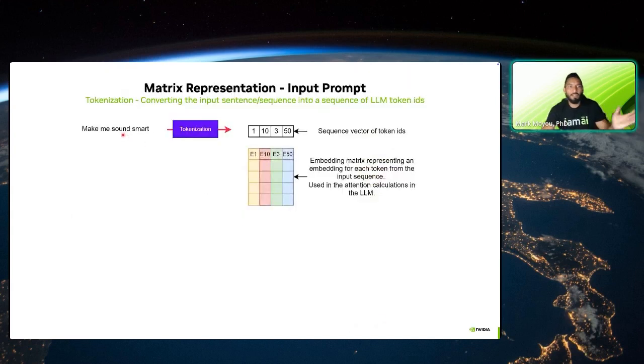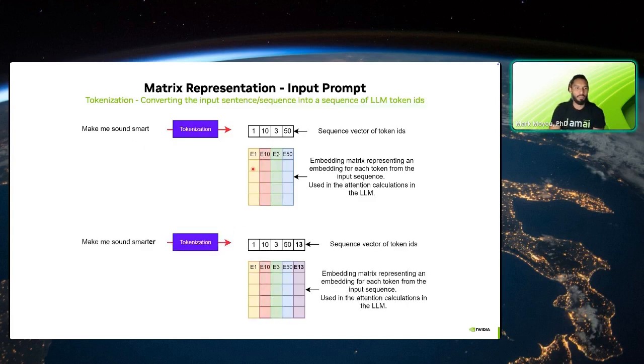So coming back to this, if I say make me sound smart, I'm going to tokenize that, and then I get this sequence of vector token IDs. I fetch the corresponding embeddings. Those embeddings allow me now to do a bunch of relation between words, math, and a ton of stuff. And I put make me sound smarter just to show that the subwords are not typically an entire human word.